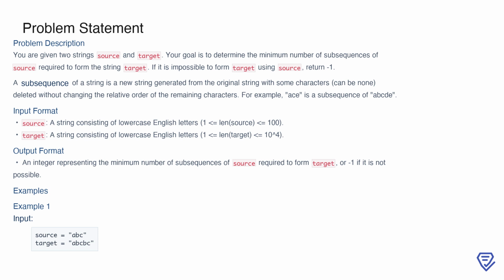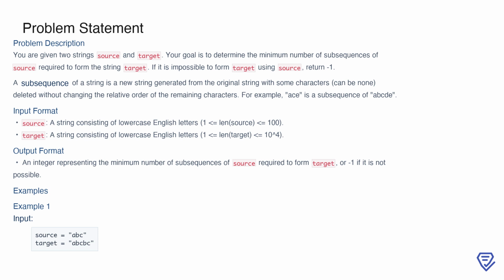A subsequence is created by removing some characters from a string, without changing the order of the remaining characters. For instance, ACE is a subsequence of A, B, C, D, E. Your goal is to determine the minimum number of subsequences of source needed to form the string target. If it's not possible to form target from source, you should return -1.